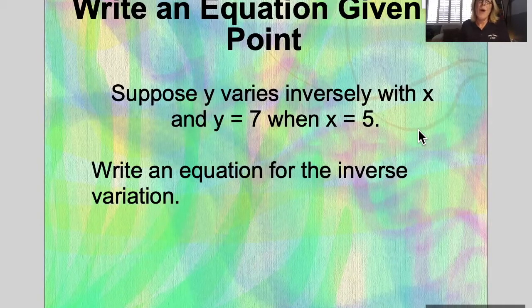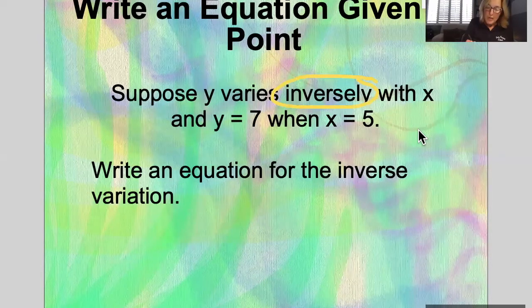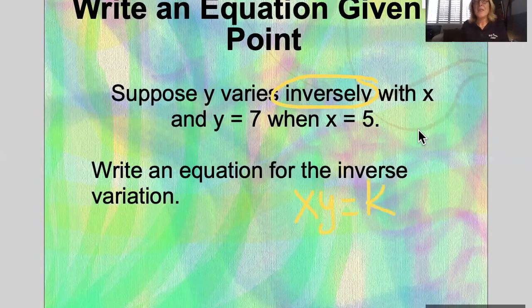So we have a y that varies inversely, important word here, inversely with x. And if x is equal to 7 and y is equal to 5, what would the equation be? Well, we know that xy is equal to k. So if we have an x of 5 and a y of 7, the k has to be 35. So we could write that as y is equal to 35 divided by x.